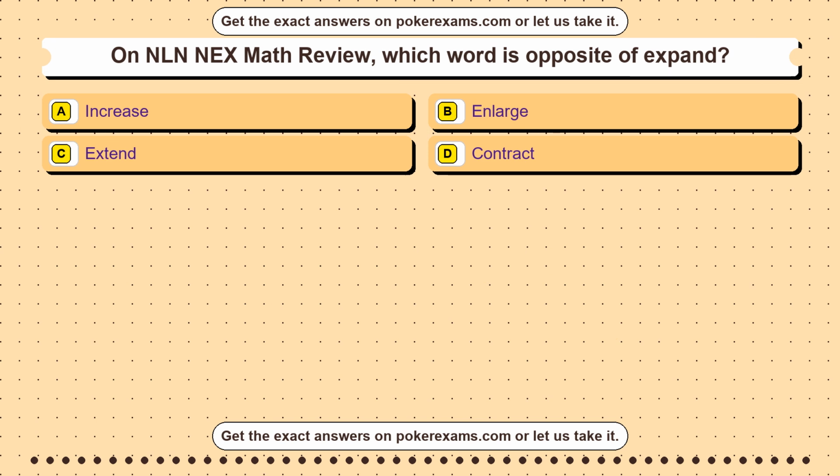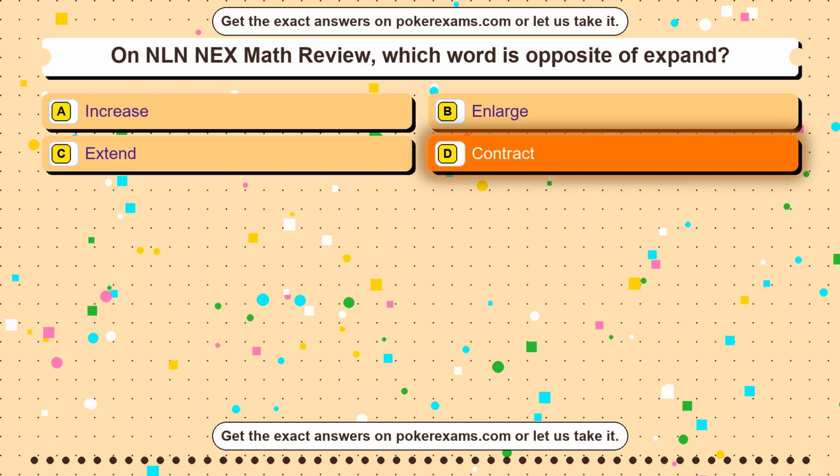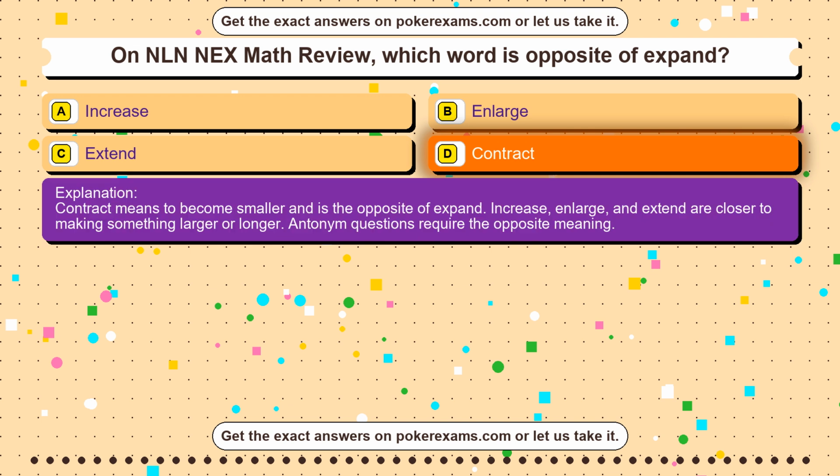Question 34. On NLN NEX Math review, which word is opposite of expand? Option A increase. Option B enlarge. Option C extend. Option D contract. The correct answer is option D. Contract. Contract means to become smaller and is the opposite of expand. Increase, enlarge, and extend are closer to making something larger or longer. Antonym questions require the opposite meaning.